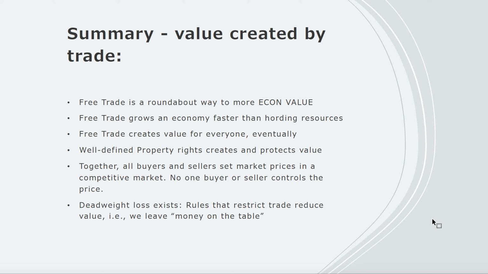We need well-defined property rights so that incentives are aligned, so that you have incentive to innovate and lower your costs. And together, all buyers and sellers set market price. No one buyer or seller controls the price, and that's key. You got to have perfect competition for this to work. No one person is a monopoly or a monopsonist in terms of a buyer or a seller.